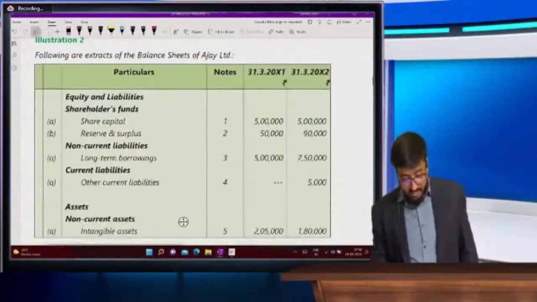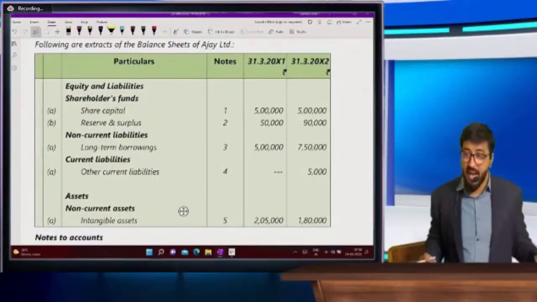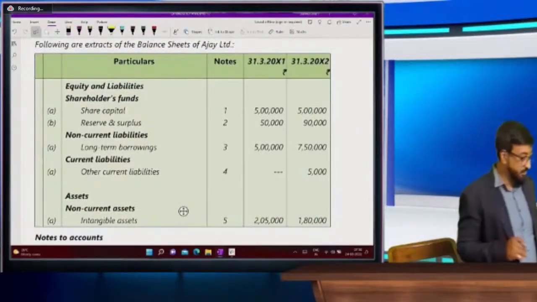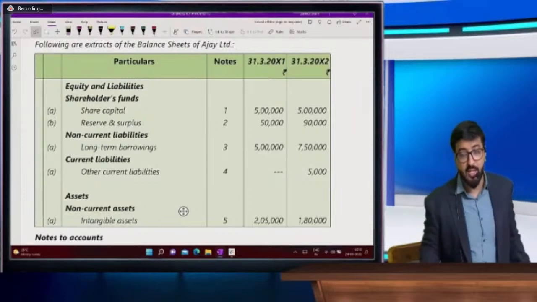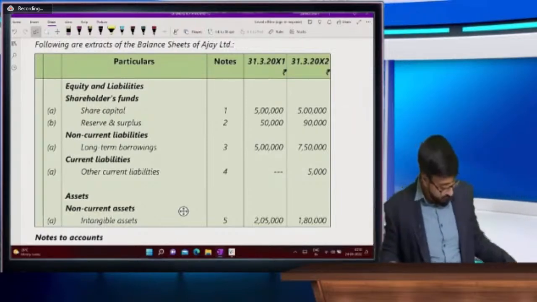Now see, extracts of balance sheet. Chalo, extracts of balance sheet. Now I want your participation, every one of you. Now focus completely, because the action time has come. I want your full focus.